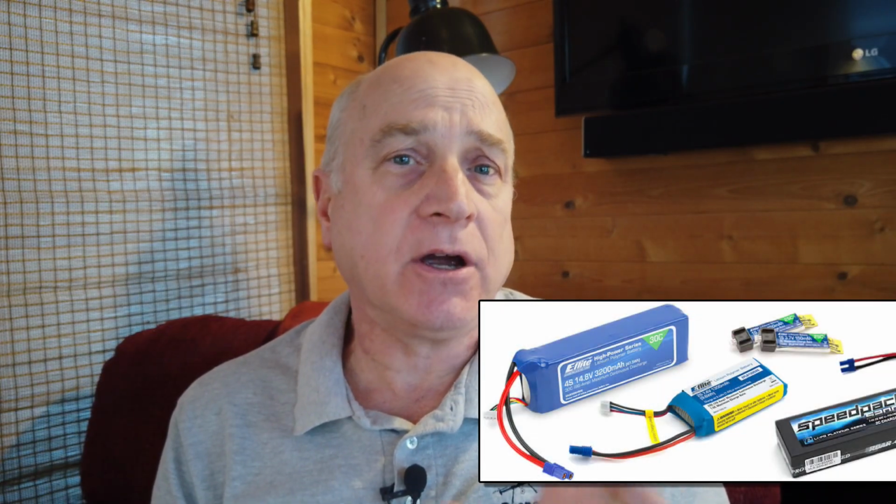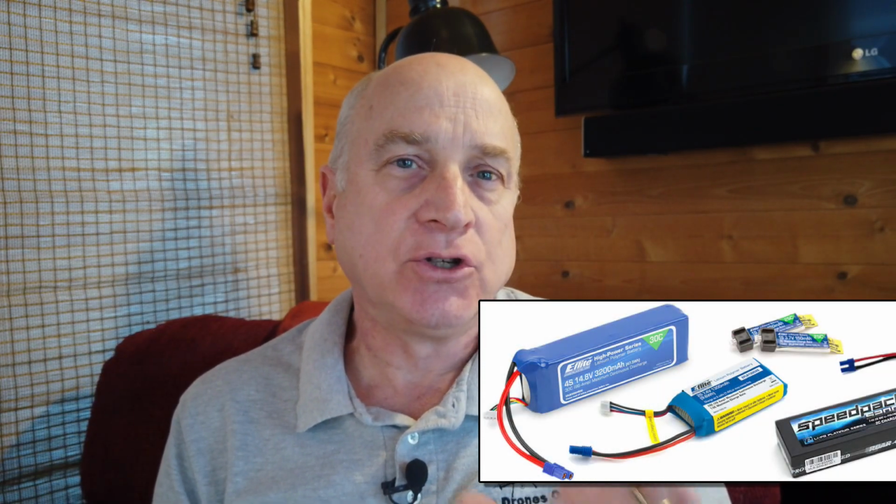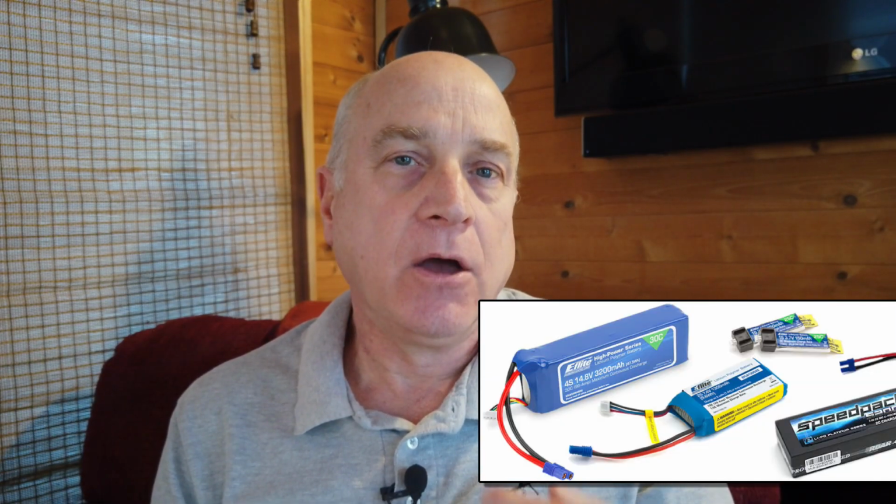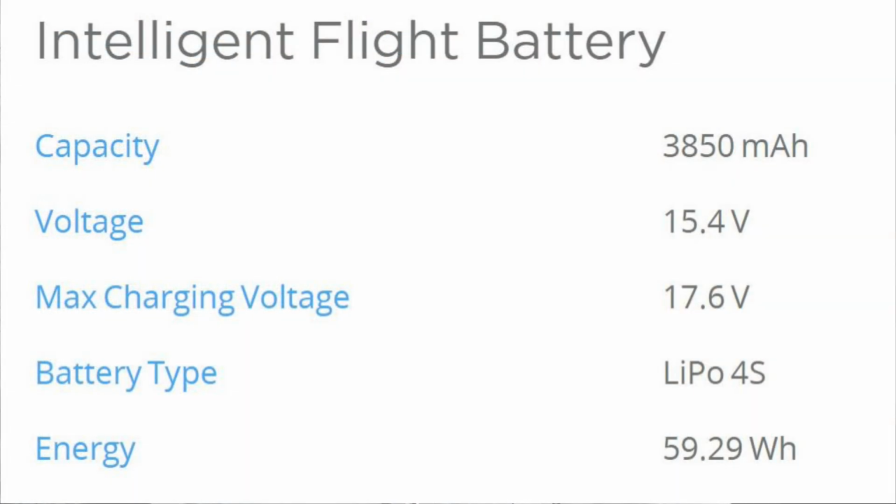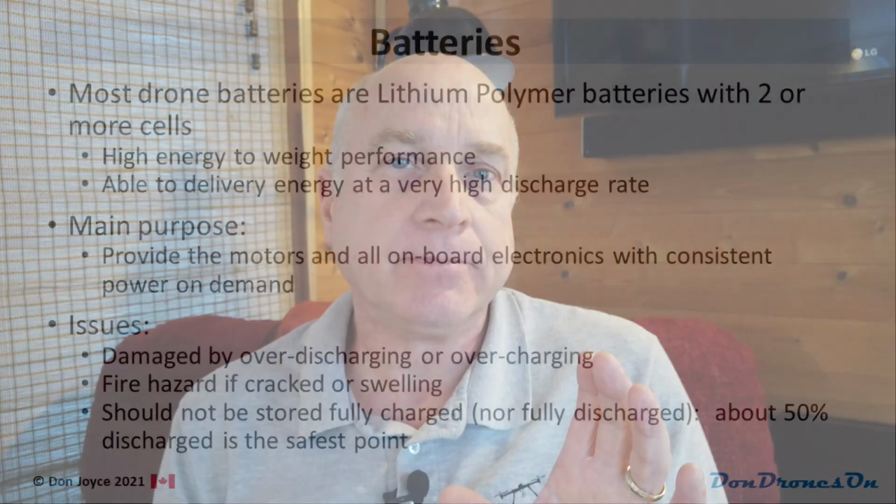LiPo batteries usually are configured in packs with 2 or more individual cells hooked up in series. When you look at the specs for your batteries, you'll see terms like 2S or 4S, which indicate how many cells are connected. Each cell provides about 3.7 volts nominally, but a full charge is typically 4.2 volts.